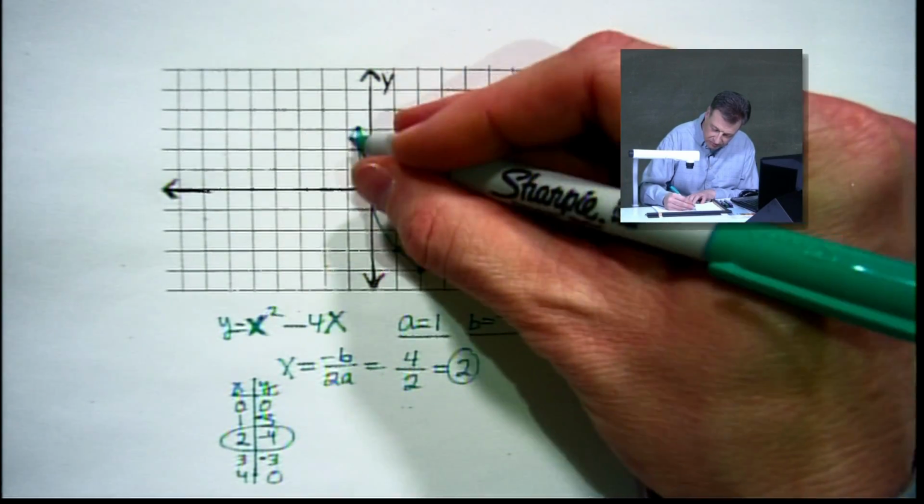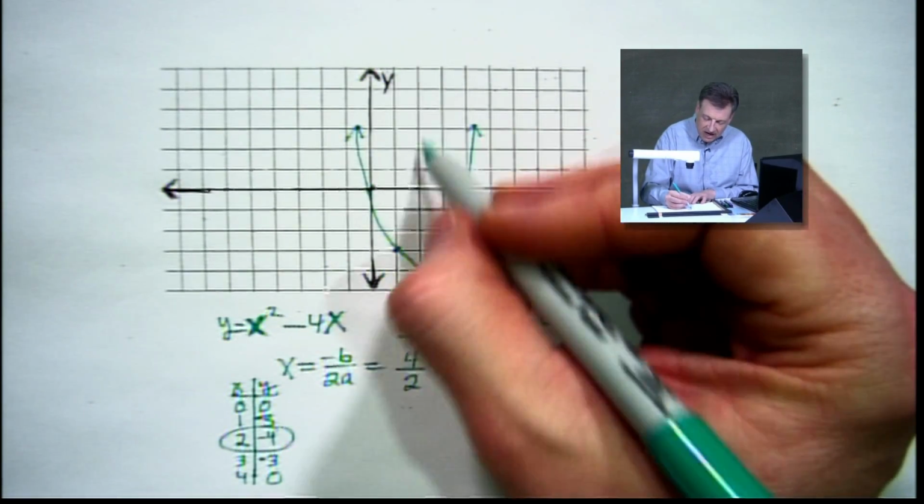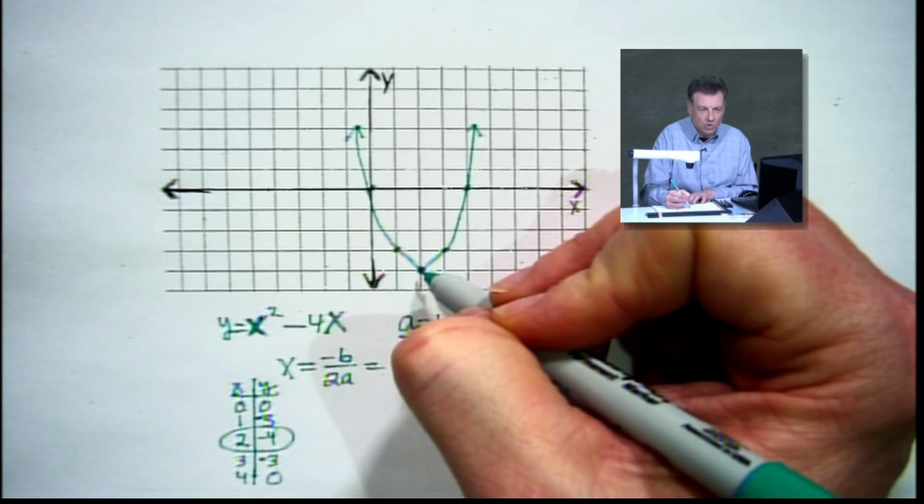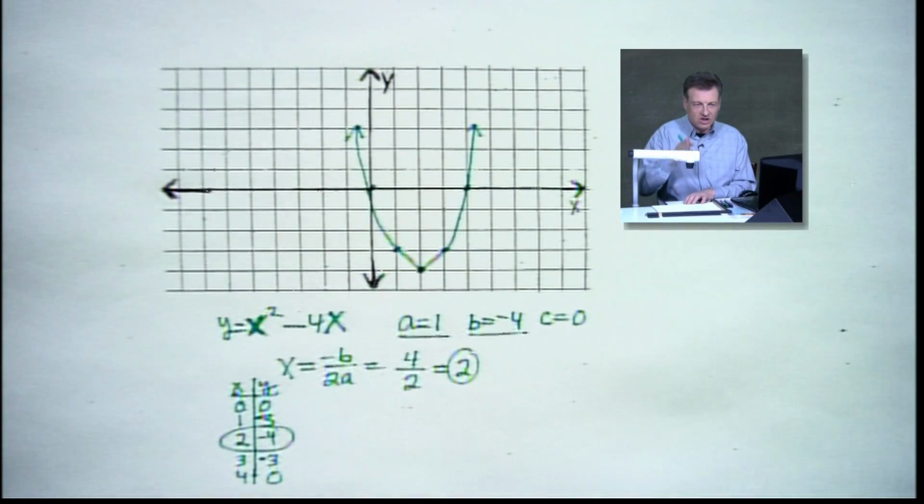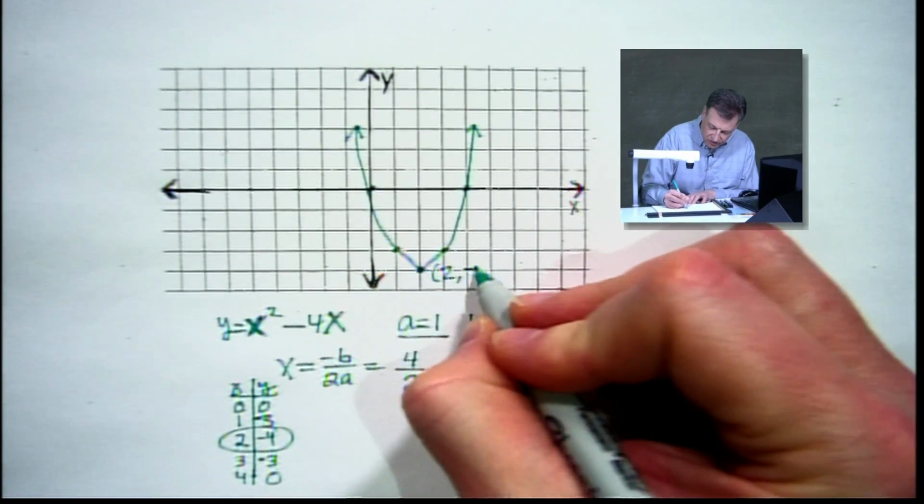Here we go. Something like that. Opening upward. Very nice. Notice this time our axis of symmetry is at x equals 2. Axis of symmetry, that's that vertical line that splits this thing into half beautifully. The vertex is at 2, negative 4.